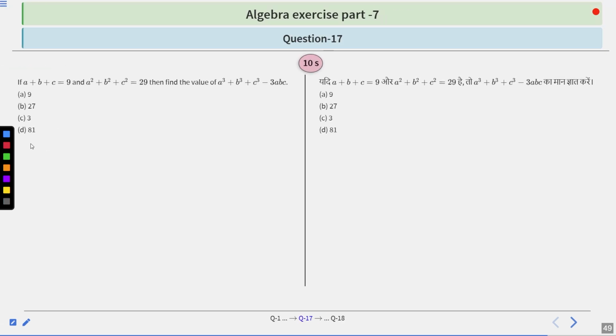Next is, if a+b+c is equal to 9 and a²+b²+c² is equal to 29, then we have to find the value of a³+b³+c³−3abc. And the options are option A 9, option B 27, option C 3, and option D 81. These are the options.